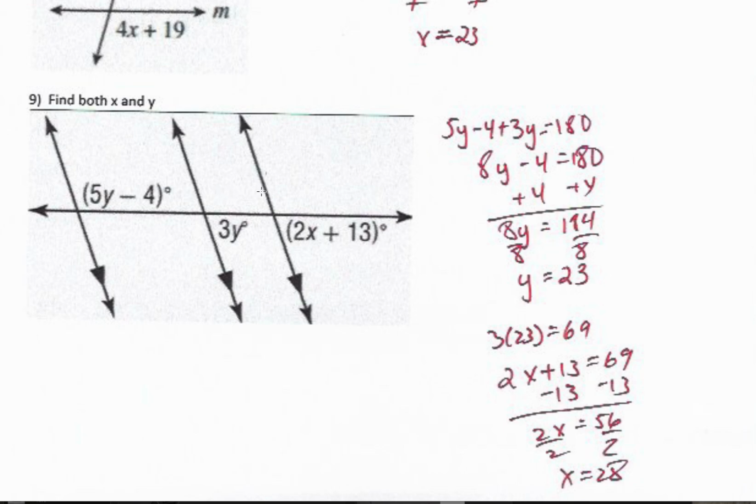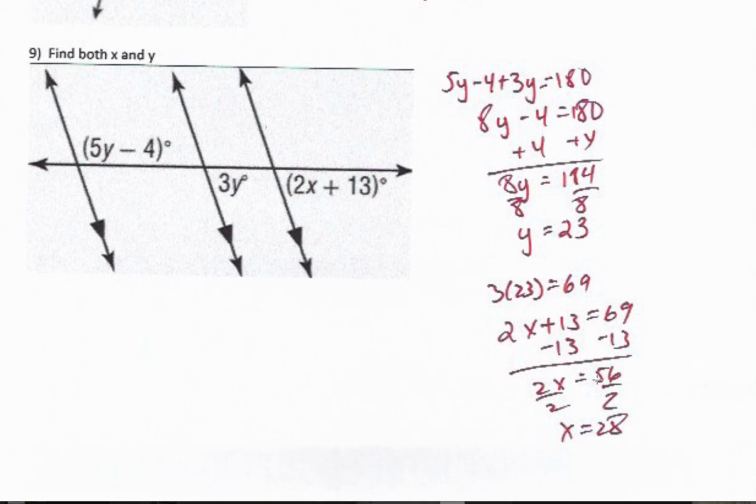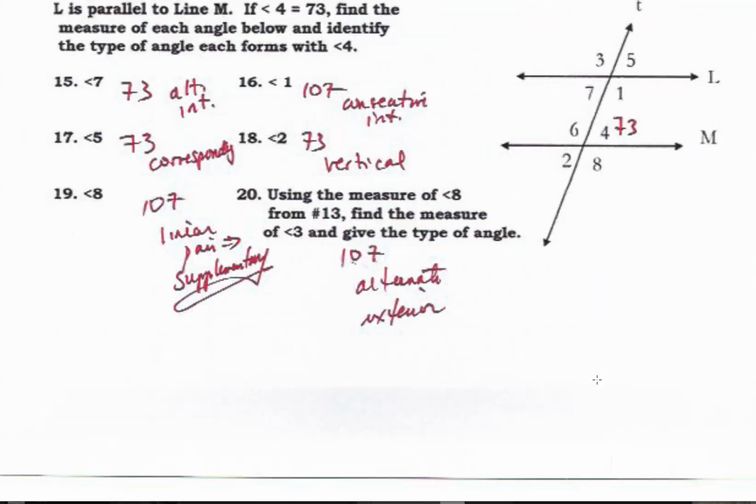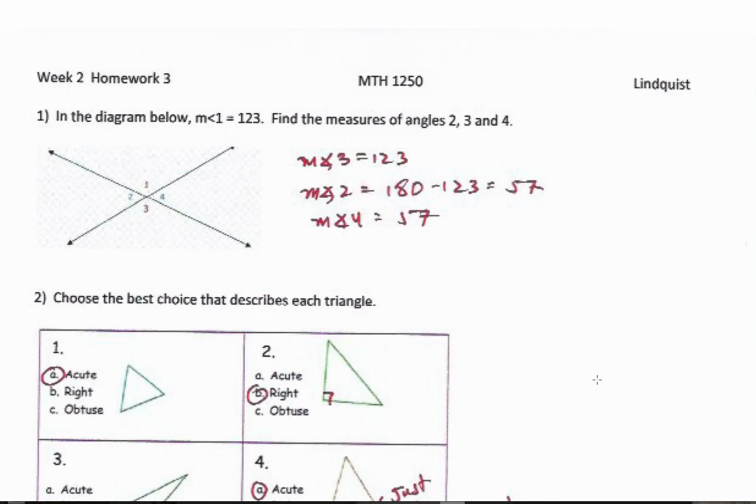Then I have to use that value to figure out what 3 times 23 is, and that's 69. And then this 69 degree angle here where it says 3y, well, that corresponds to the 2x plus 13, so they're equal. Subtracting 13, 2x is 56, dividing by 2, x is 28. So that, folks, is homework number 3.